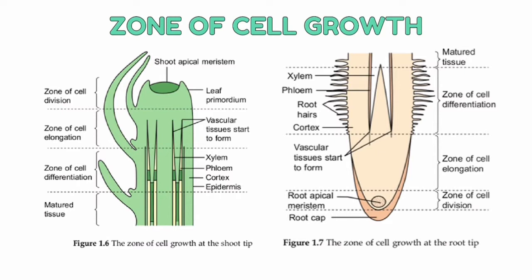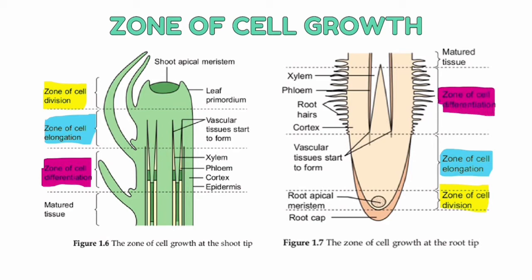For the shoot, the zone of cell division is on the top of the shoot, whereas for the roots, the zone of cell division is at the end of the bottom. For zone of cell elongation, it is both in the middle of the shoot and in the middle of the root. For the zone of cell differentiation, in the shoots, it is at the bottommost part, but in the roots, the zone of cell differentiation is at the uppermost part.